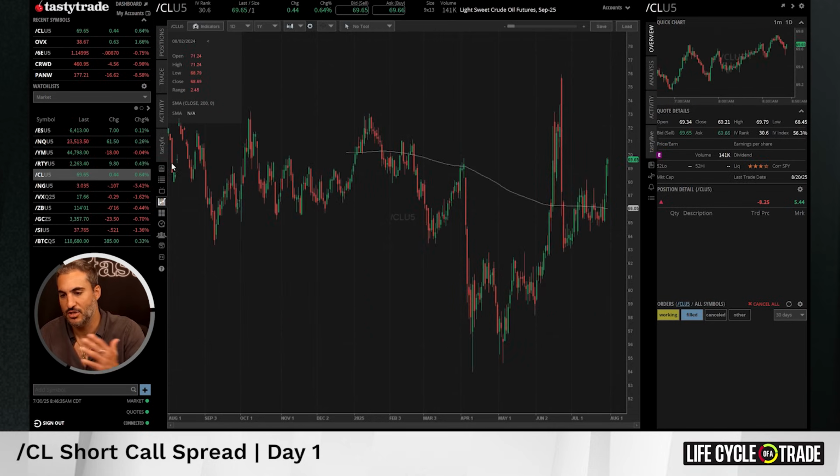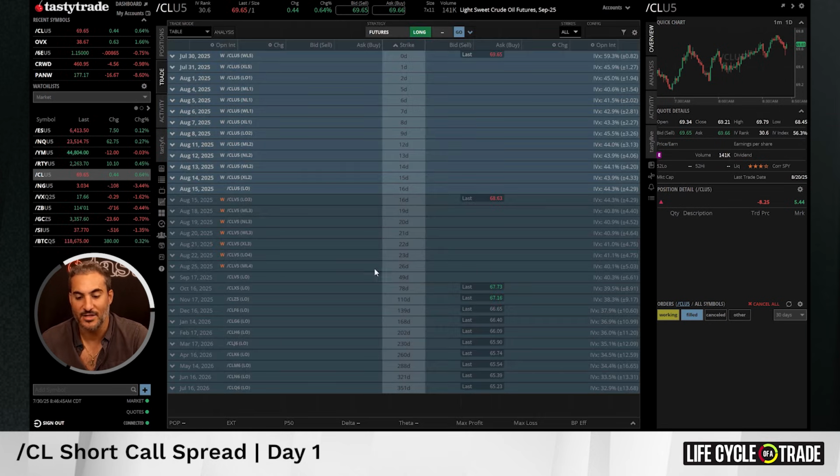When we look at the chart of oil, you can see 70's kind of been the higher end of where we've traded over the last year or so. So I'm going to be looking at a short call spread here. I'm going to go into the oil futures.